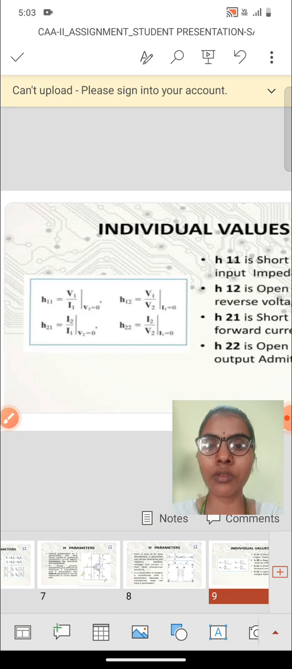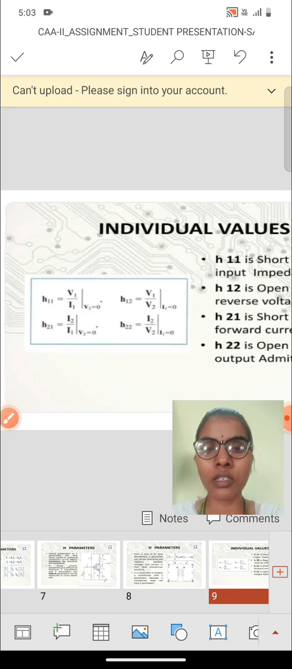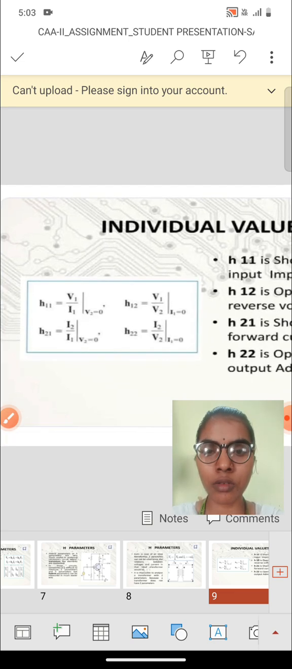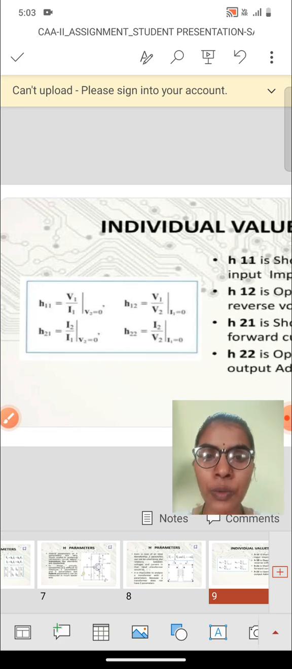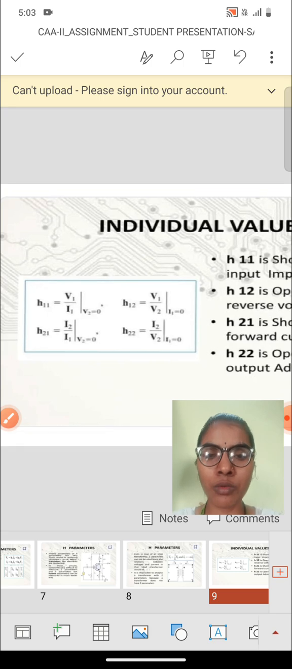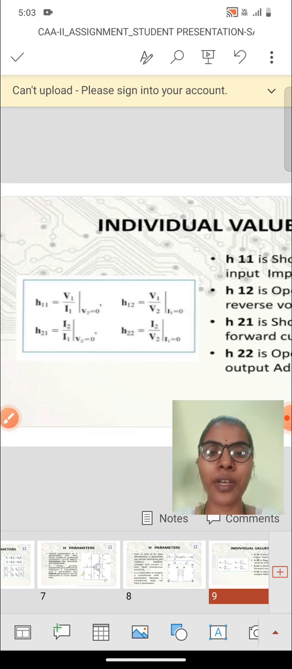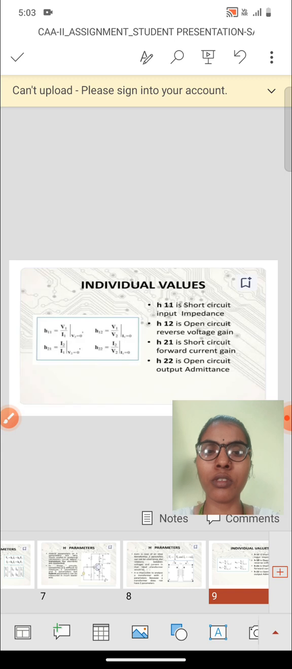H11 is equal to V1 by I1, when V2 is equal to 0. H12 is equal to V1 by V2, when I1 is equal to 0. H21 is equal to I2 by I1, when V2 is equal to 0. H22 is equal to I2 by V2, when I1 is equal to 0.